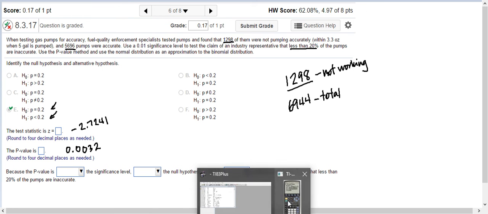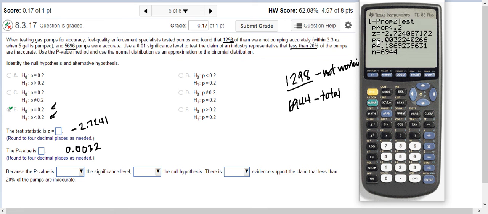Alright, so just to point out again, now keep in mind that in this case p is the p-value. The p-hat is 1,298 divided by 6,944. That's what that p-hat means. So they claim that it's less than 20%. We actually found that 18.7% of the pumps are inaccurate. So what this is telling us is that yes, this is less than 20%, and this p-value is what really tells us is there really truth behind that? Is 18.6 a low enough percent below 20 to say that yes, we can say this without worrying about it.